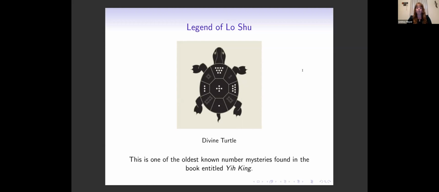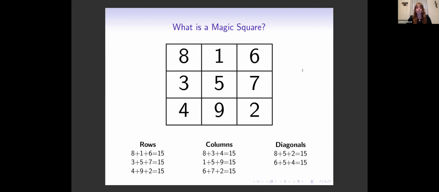On its shell it had dots, and each row, column, and diagonal of dots added up to the number 15. This is the number of cycles in the 24 cycles of the Chinese solar year. After that, the king decided to give 15 sacrifices per year. This turtle became known as the divine turtle and is the oldest example of a magic square, which is over 3,000 years old. I keep saying magic square, but what is a magic square?